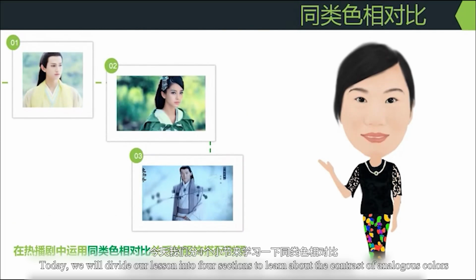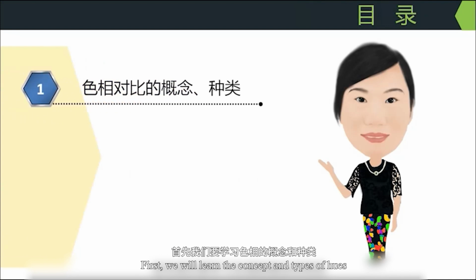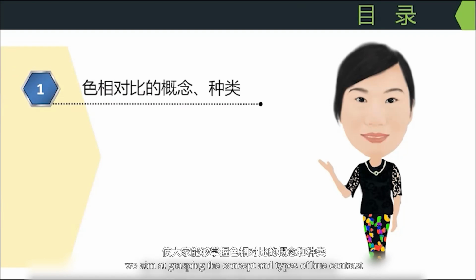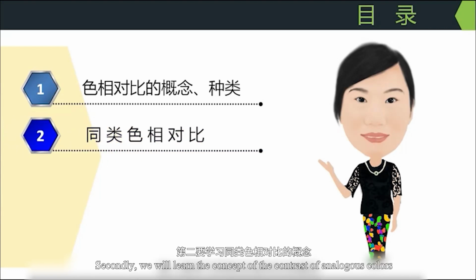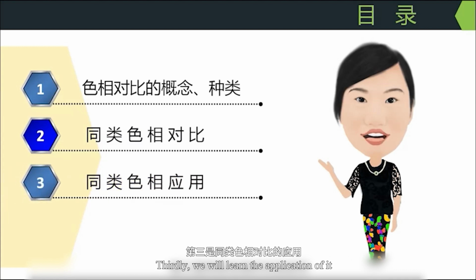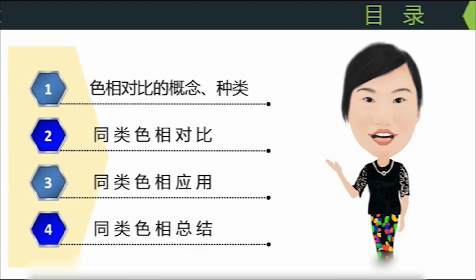Today, we will divide our lesson into 4 sections to learn about the contrast of analogous colors. First, we will learn the concept and types of hues. In terms of knowledge and ability, through this section of study, we aim to grasp the concept and types of the hue contrast. Secondly, we will learn the concept of the contrast of analogous colors. Thirdly, we will learn the application of it. And fourthly, there will be a summary.